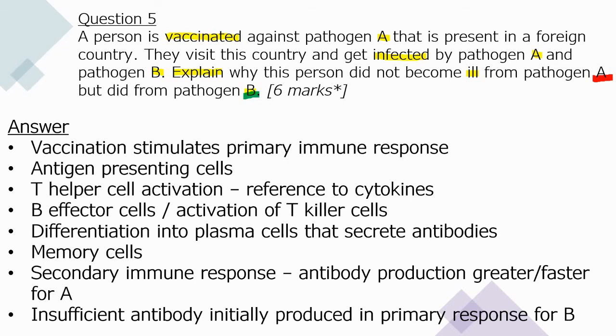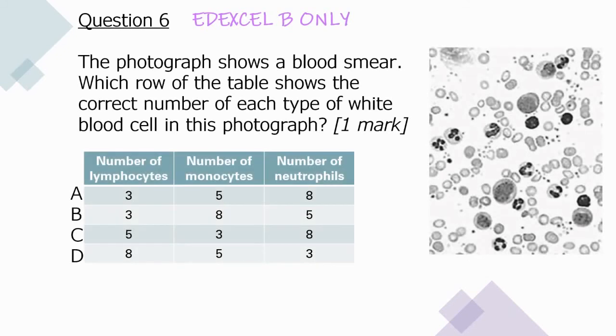Question 6, so this is for EDEXCEL B only. The photograph shows a blood smear. Which row of the table shows the correct number of each type of white blood cell in this photograph? So we have a table below. It says number of lymphocytes, number of monocytes, and number of neutrophils. So we need to remember the structure of our white blood cells here.